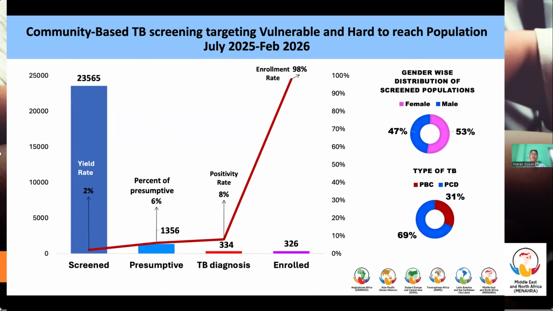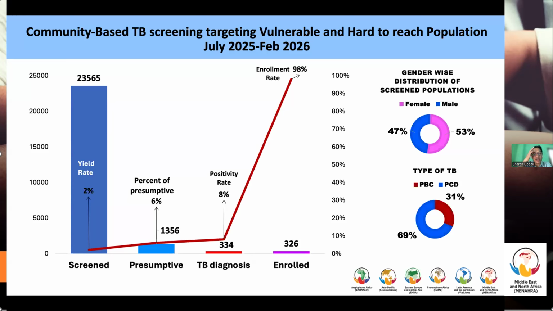So when we did this community-based TB screening targeting vulnerable and hard-to-reach populations from July 2025 to February 2026, we were able to screen 23,565 people in the community. Among them, around 6% were eligible for sputum collection. This means a more than 15% decrease in unnecessary sputum collection and testing with the expensive molecular test.